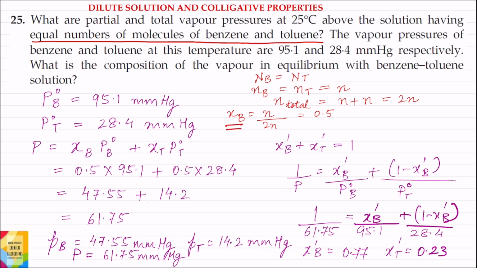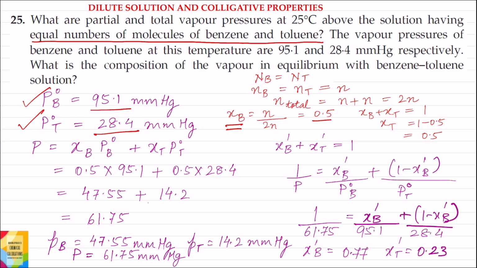So mole fraction of benzene is 0.5 and we know that mole fraction of benzene plus mole fraction of toluene for binary solutions is equal to 1. So mole fraction of toluene will be equal to 1 minus mole fraction of benzene, that is 1 minus 0.5, and this is equal to 0.5. Now the vapor pressure of benzene and toluene at this temperature are 95.1 and 28.4 millimeter of mercury respectively. So vapor pressure of benzene is 95.1, vapor pressure of toluene is 28.4. What is the composition of the vapor in equilibrium with benzene toluene solution?